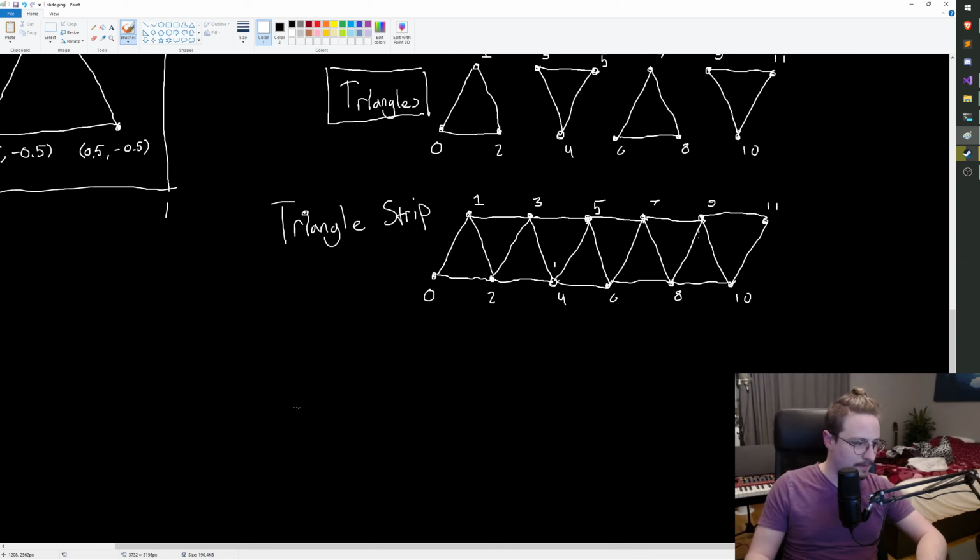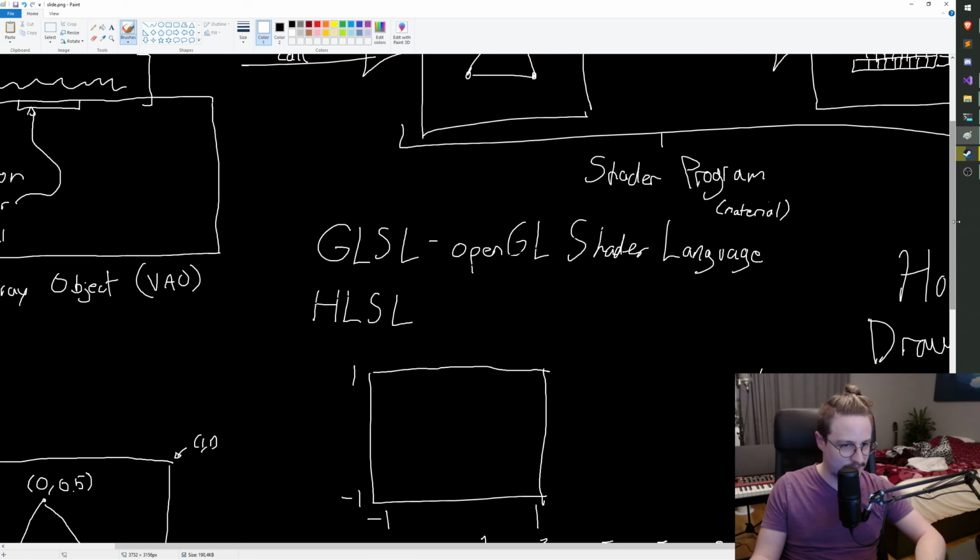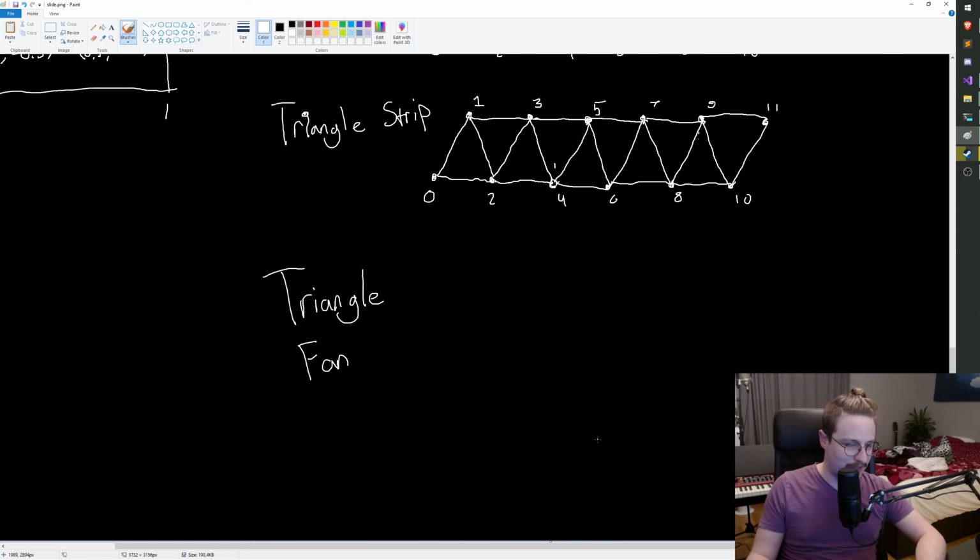Great. Okay, and another one is triangle fan. I'm not gonna use the same example because it's gonna get really messy. I'm gonna use another example. So we're gonna go like that, and this could become very obvious why it's called triangle fan. So this is gonna be 0, and then 1, 2, 3, 4, 5, 6.